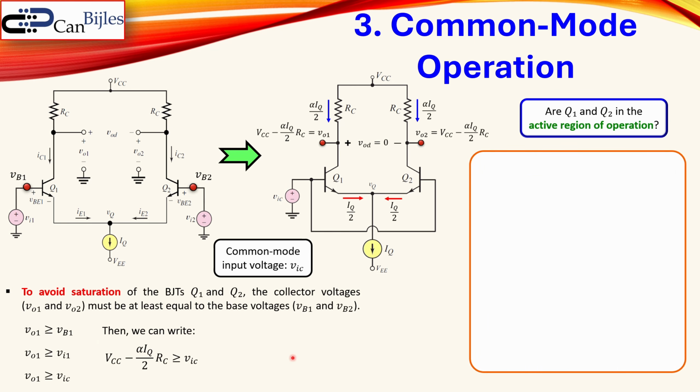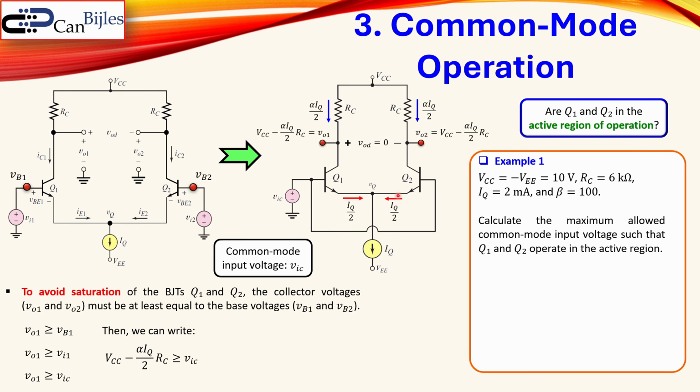So let's see a good example here with numbers, so we will get a better understanding of what's going on. First example, we will say now the VCC and the VEE are equal to 10 volts, so that means 10 volts here and minus 10 volts there. RC happens to be 6 kilo ohms here. We have a tail current of 2 milliamps, and we have the beta for each transistor of 100. We would like to calculate the maximum allowed common mode input voltage, which is the VIC, such that Q1 and Q2 are operating in the active region. So we do not enter the saturation region. How do we work it out?